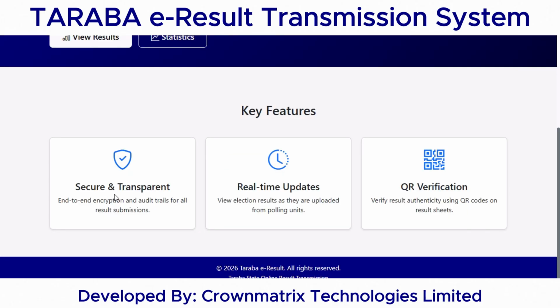Number one is secure and transparent. So the system is very secure and transparent, with end-to-end encryption and audit trails for all result submissions. Everything that's done on the system follows an algorithm, and this particular algorithm is carefully designed to checkmate any error that might occur during result transmission.